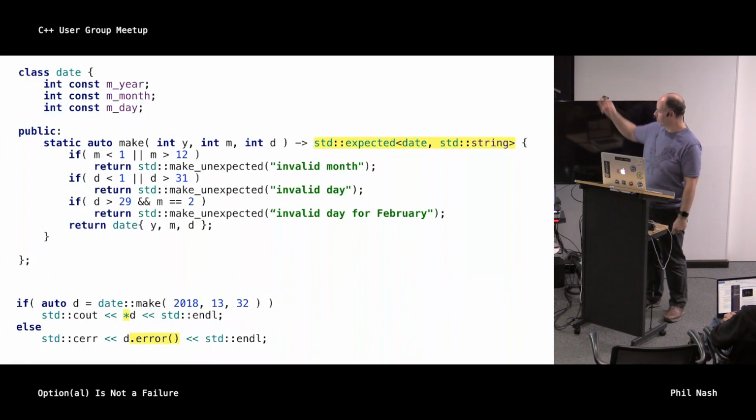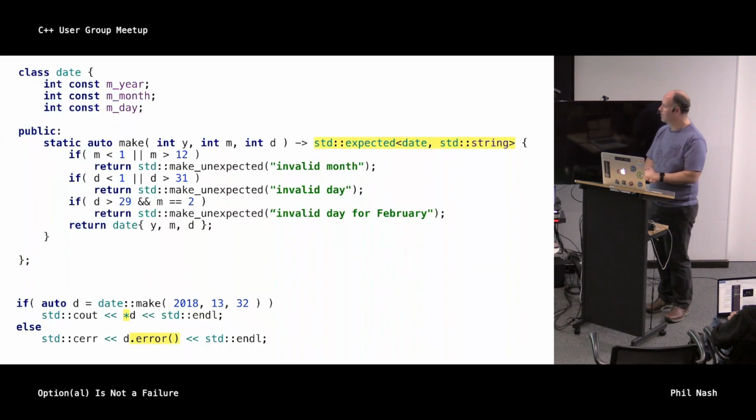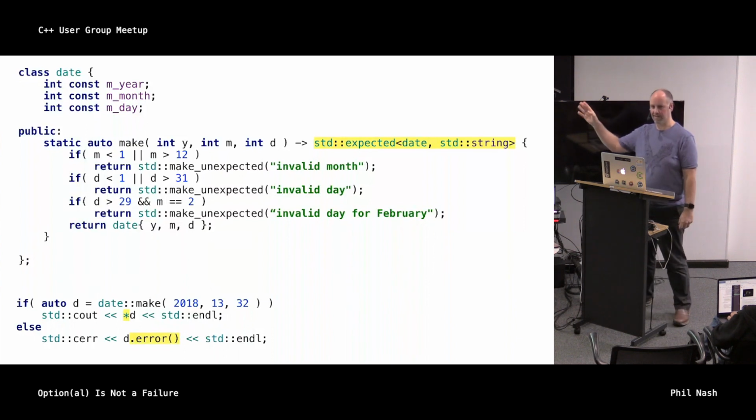So it looks very similar in the return type. We have a std::expected of date, or in this case std::string. Again, we can use any type we want there. We use std::make_unexpected for the error case, and then just return the valid date otherwise. But in the usage, I think this is much cleaner.